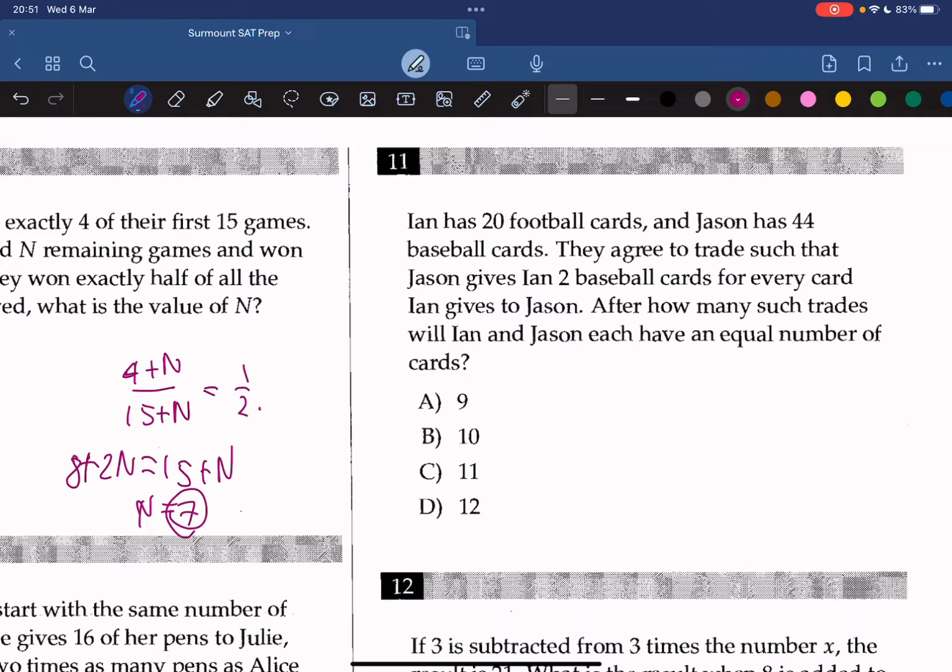Ian has 20 football cards and Jason has 44 baseball cards. They agreed to trade such that Jason gives Ian 2 baseball cards for every card Ian gives to Jason. After how many trades will Ian and Jason have the same amount of cards? So let's let x be the number of trades. In each trade, Ian has a gain of 1 card, while Jason loses 1 card. So it's 20 + x is equal to 44 - x. And so for x, 2x is equal to 24, thus x is equal to 12, so the answer is 12.